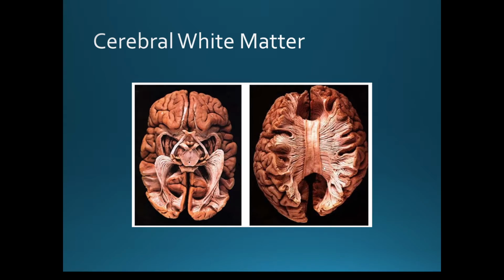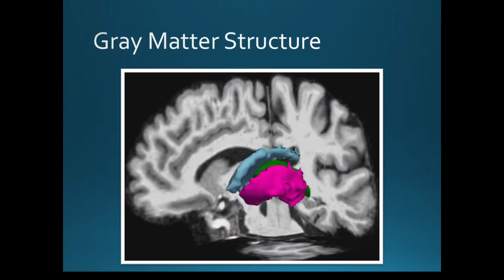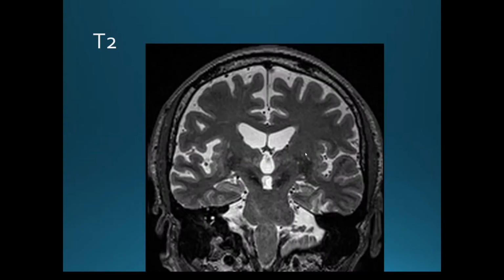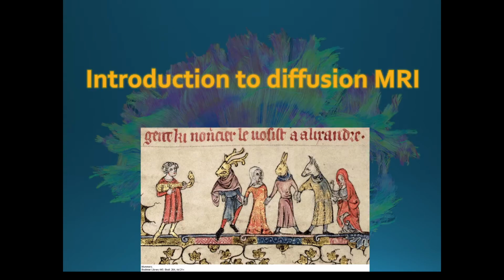So if we want to look at the white matter of the brain, how do we do that? Again, if we're looking at these scans, what we notice is the white matter looks very homogeneous. Really what we want to understand is how do parts of the brain connect together? At least some of us do. So this is where diffusion MRI comes in.